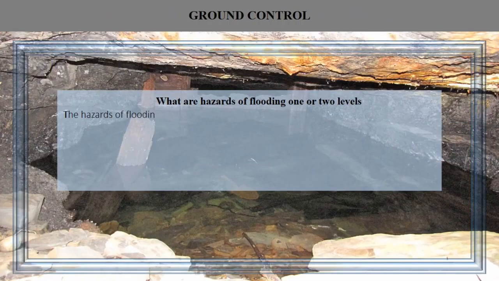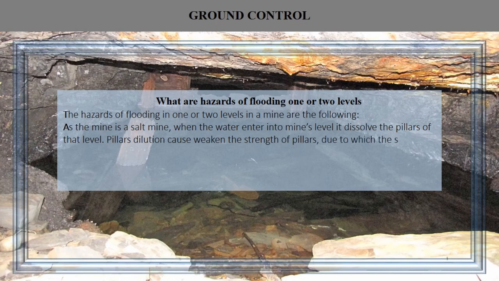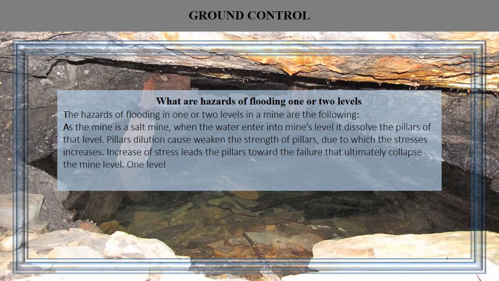To control the ground hazards of flooding in 1 or 2 levels, as the mine we are working is the salt mine, so when the water enters into the mine, it dissolves the pillar. Due to the dissolution of the pillar, the strength of the pillar decreases and the stresses on the pillar increases. Due to the increase in the pillar stress, there is a chance that our pillar fails. Due to the pillar failure, the production of the mine has stopped and the mine collapses.